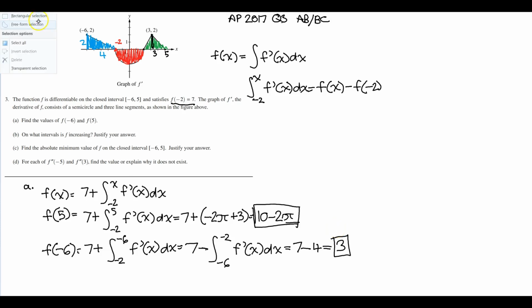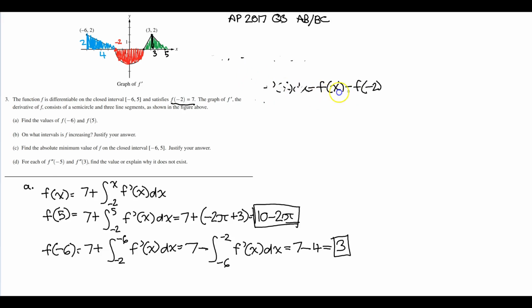Let's erase this mess. While I'm erasing, let's look at part B.